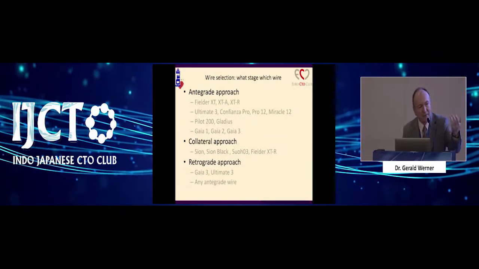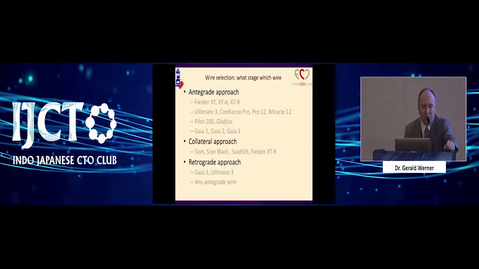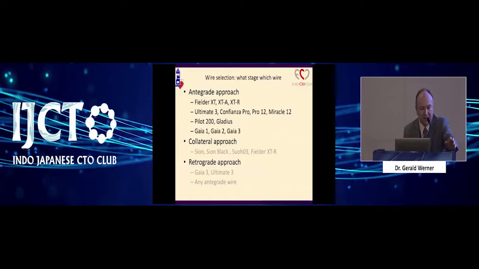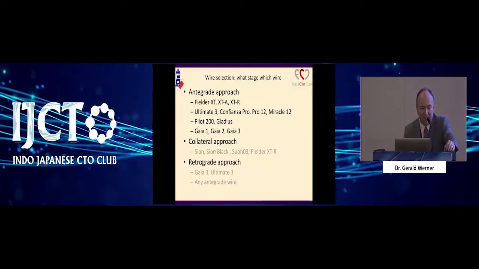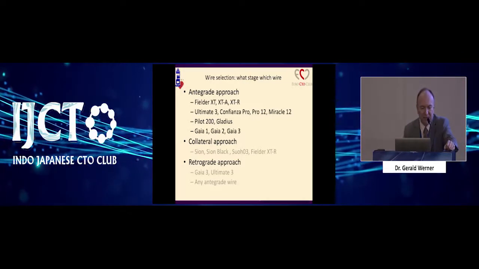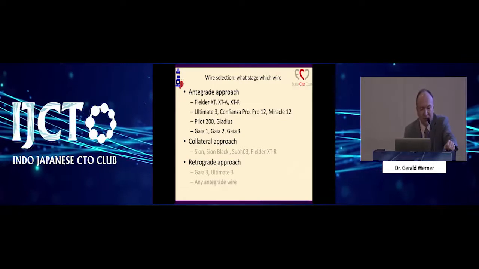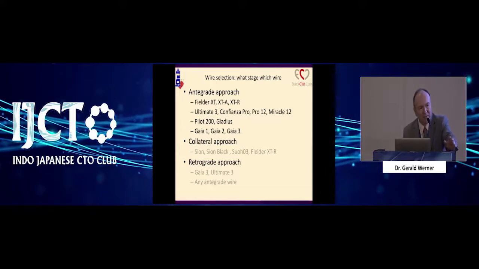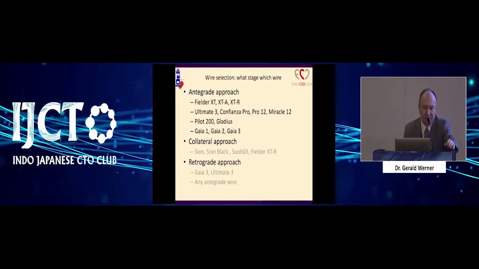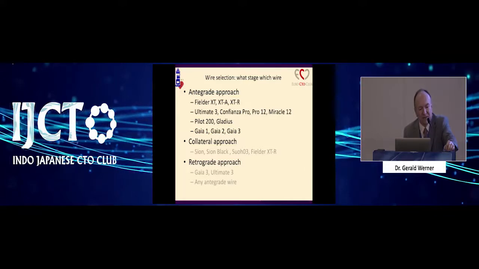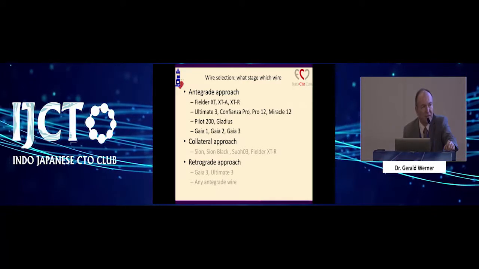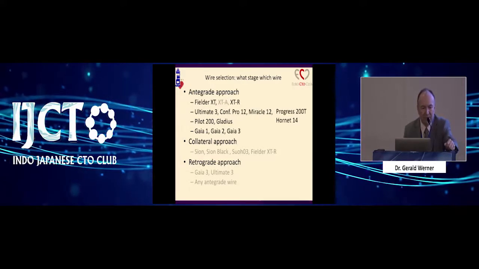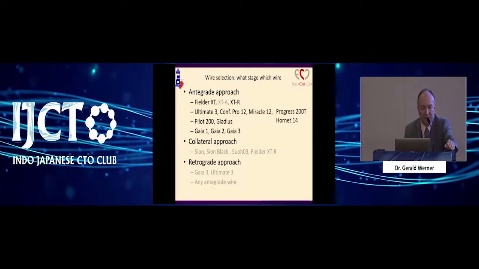So this is my personal selection of wires for the integrate approach. I have the Fielder XT. There is the XTA, which is the modern version of the XT, XTR, Ultimate, Confianza Pro, Pro 12, Miracle 12. Then we need pilot wires. There is a new wire that's actually for the periphery from Asahi, that's the Gladius, and then we have the 3 Gaias.